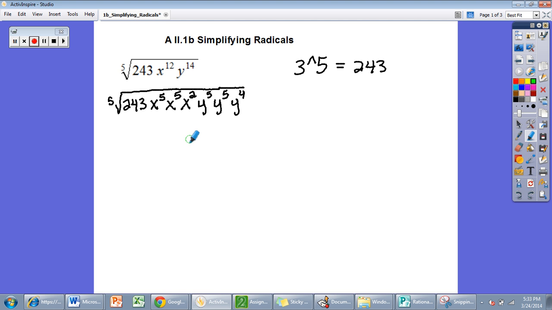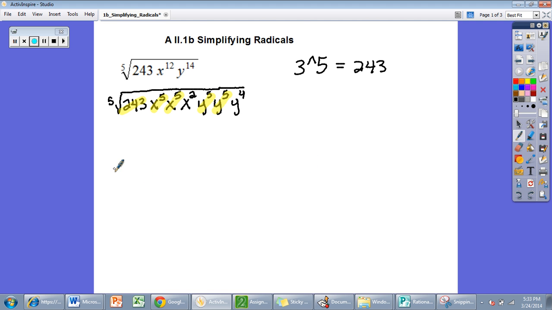So I'm going to be able to take out all of my perfect fifth roots. Like I said at the beginning, 243 is a perfect fifth root. All of my variables to my fifth power, those are things that I can take the fifth root of, or I can take outside of my radical. So my x's to my fifth root and my y's to my fifth root are things I can take to the outside. If it's anything lower than 5, I can't take them out. So those are going to be what's left on the inside.